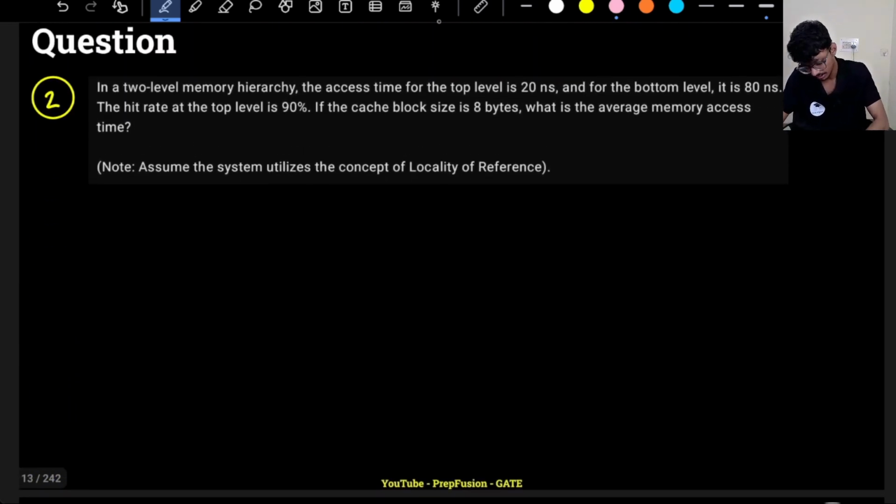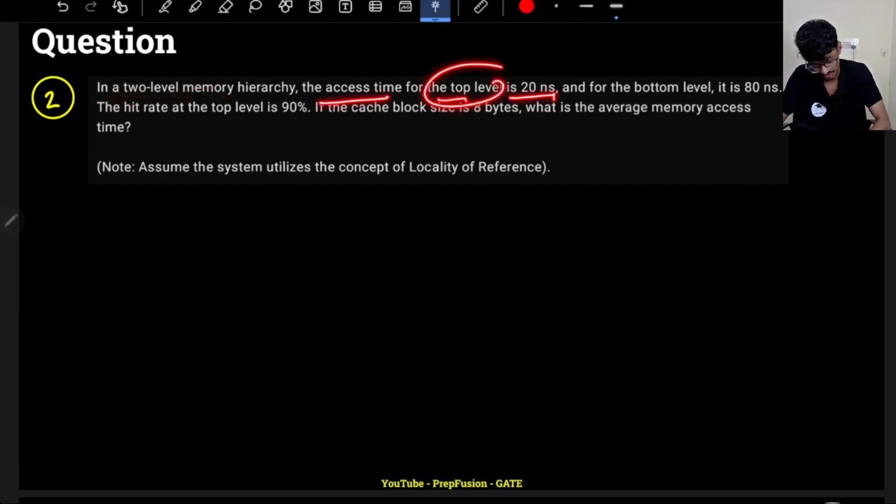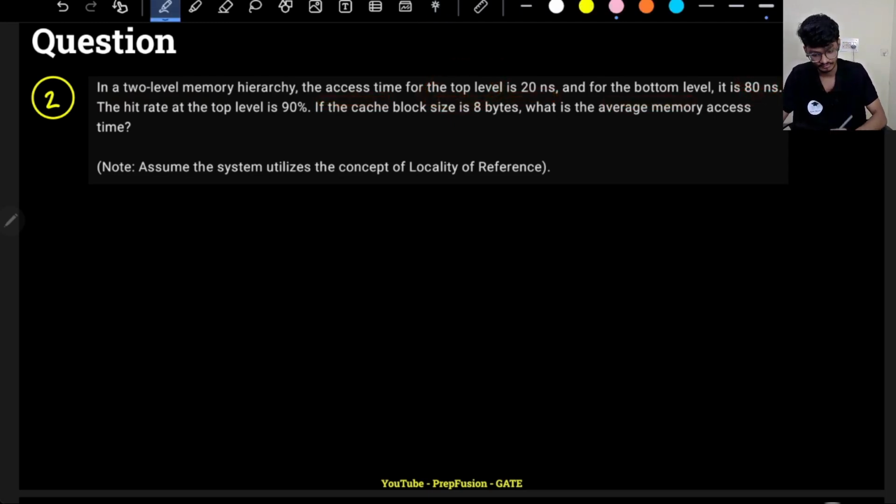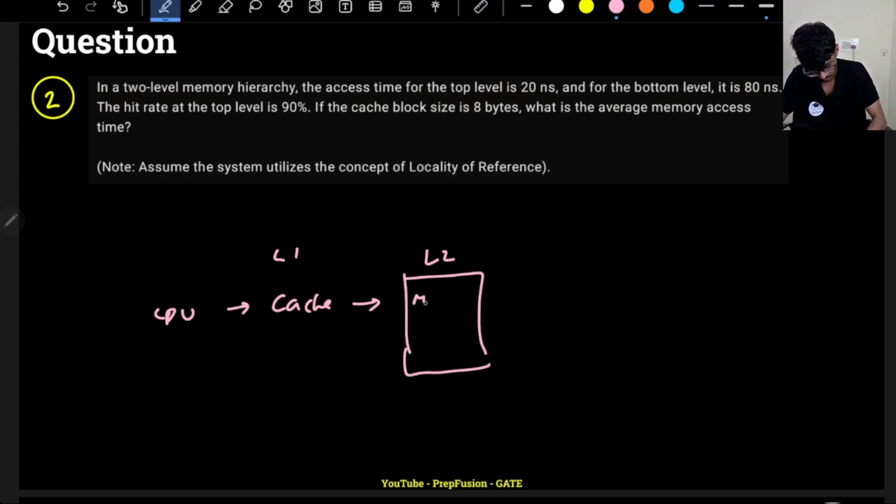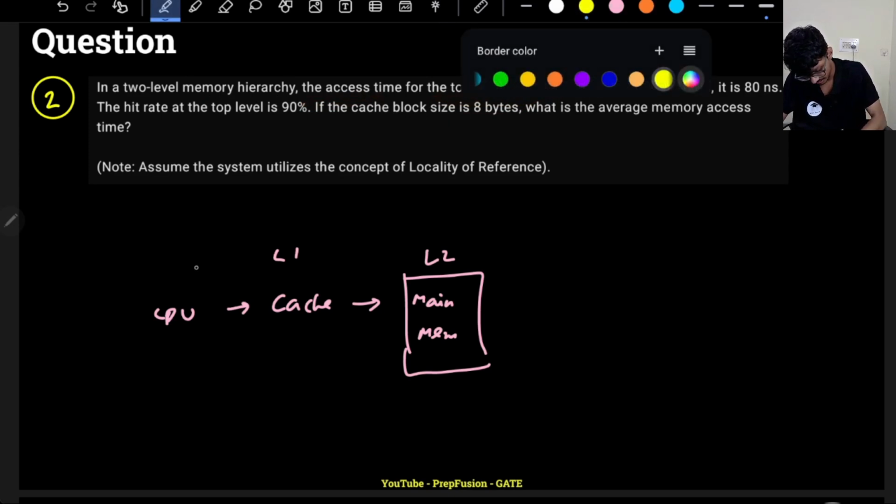So let's read this. In a two-level memory hierarchy, the access time for the top level is 20 nanoseconds and for the bottom level is 80 nanoseconds. Basically, I have two levels. One level is the cache memory, which is nearer to the CPU, so this is level 1. The other is level 2, further away from the CPU, that is the main memory. Accessing from the CPU to the cache memory takes me 20 nanoseconds.